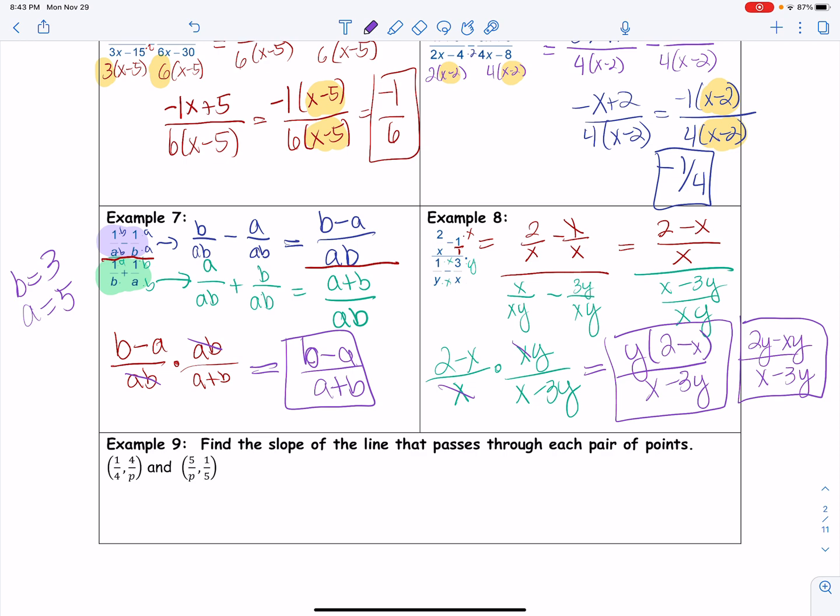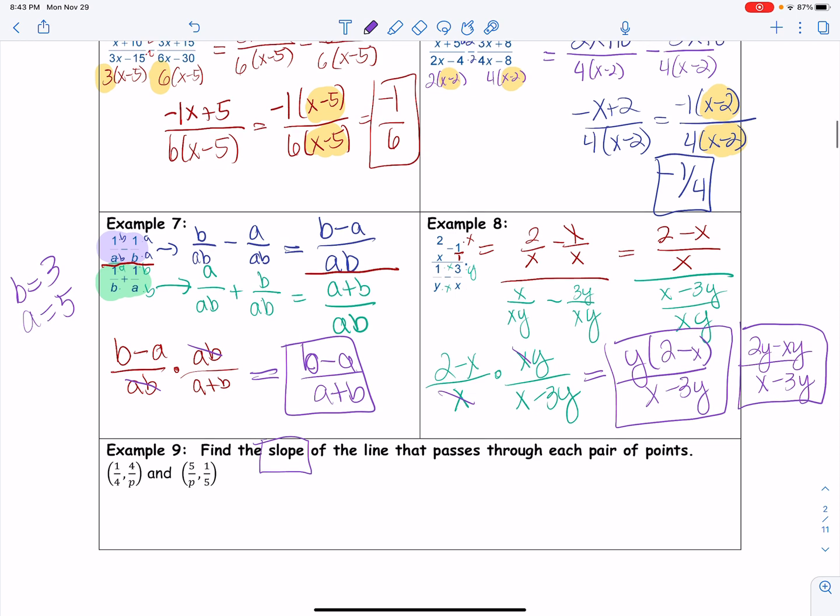All right, the last question, they love these on the ACT. Find the slope of the line. So remember, slope of the line is rise over run. So my rise would be 4p minus 1/5, because those are my y's, divided by my x's, which would be 1/4 minus 5p. This looks really similar to what I just did.